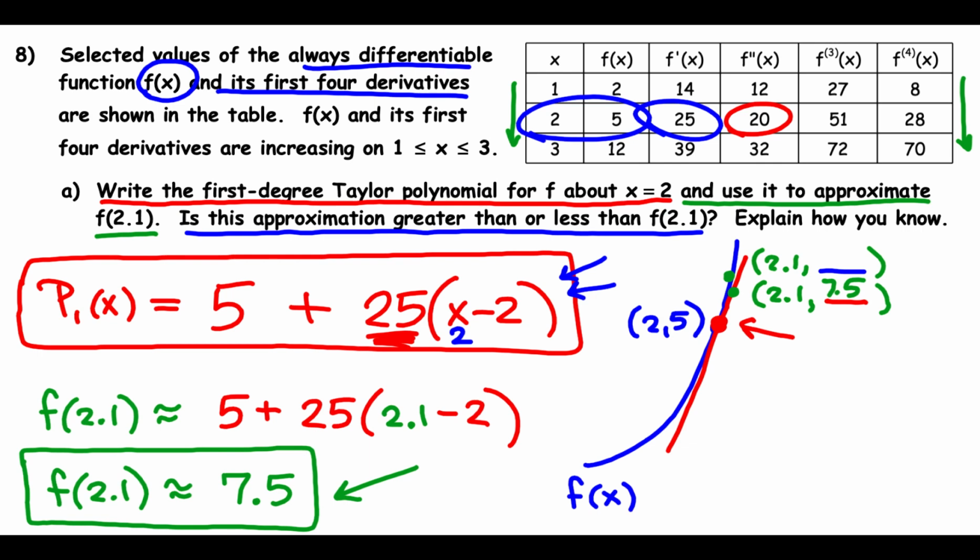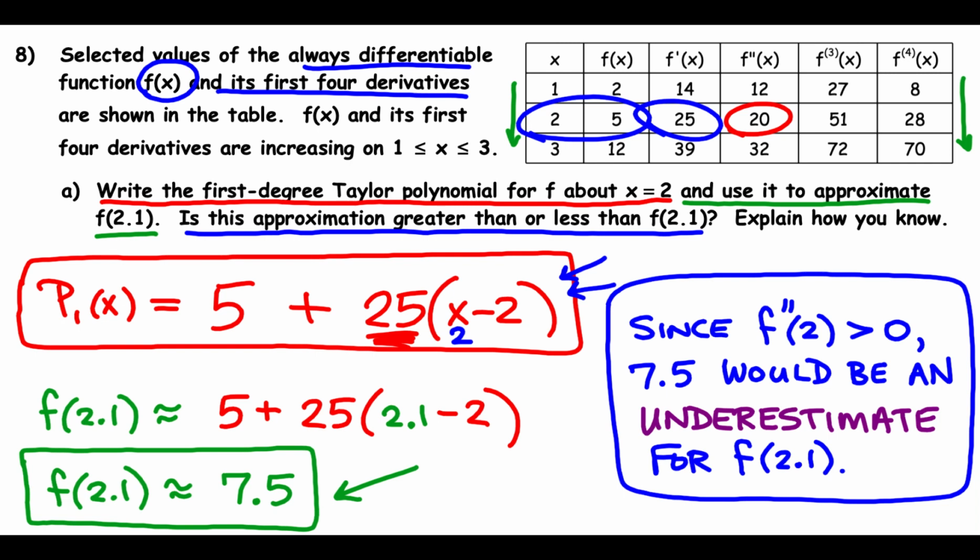And I just simply need to say, it says explain how you know. So I will say the approximation is less than f of 2.1. Why? Because f double prime of 2 is positive. It's 20, so the curve's concave up. I don't have to mention that it's concave up. That's impressive, but I won't score points. I have to say that the second derivative is positive. Again, I have to show that I realize that the second derivative is what is linked to concavity. All right, so here's my answer. All right, that's part A complete.